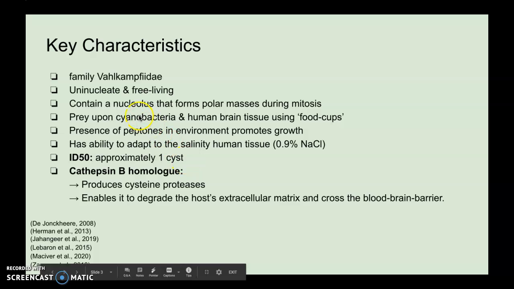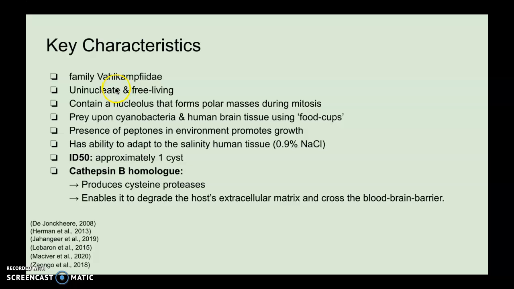N. fowleri is a member of the family Vahlkampfiidae. It is a uninucleate and free-living amoeba. It contains a nucleolus that forms polar masses during mitosis. Typically, N. fowleri prey upon cyanobacteria, and when they infect humans, they feed on brain tissue. They feed using structures known as food cups, and these have a suction-like action.